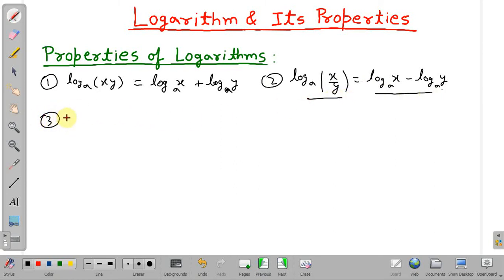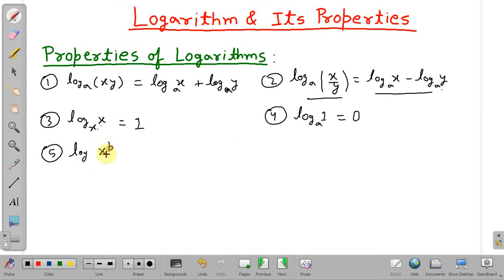Third property, log x with base x. When the base is also x, then its value will be equal to 1. Coming to the next property, property number 4, log 1 with base a. Log 1 is always 0. It will always be 0. Coming to the next property, log x to the power p with base a. In the case of a power, what happens? This power comes before the log. So it can be written as p into log x with base a.